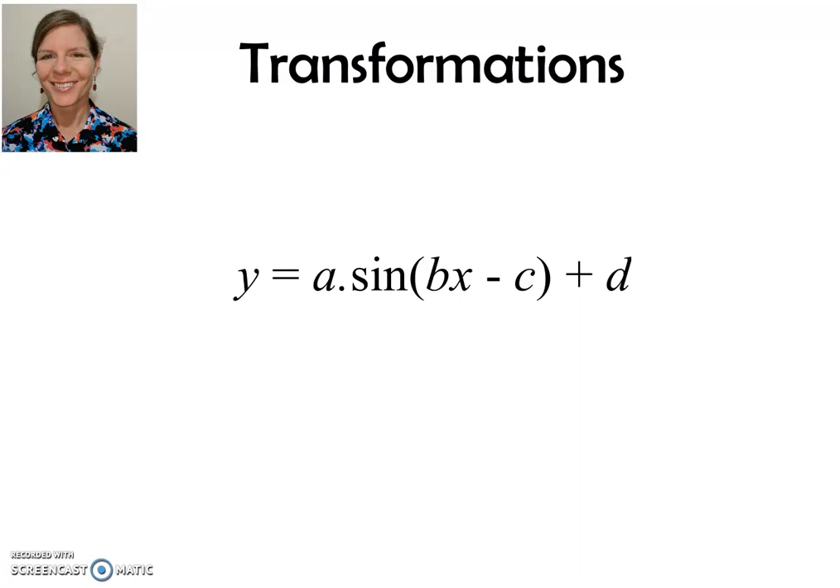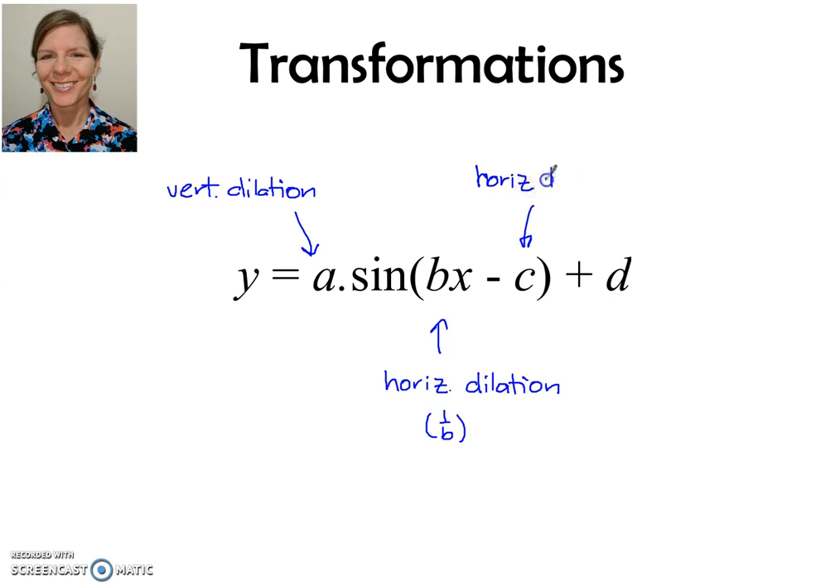Looking at transformations. Transformations work on trig functions exactly the same as they do on any other function. So we've got a, this one's your vertical dilation, of dilation of scale factor A. Over here, you've got your horizontal dilation, and of course that's of scale factor 1 on B. Remembering when it's the x, it's the reverse of what you think. This is your horizontal translation. And this is your vertical translation.